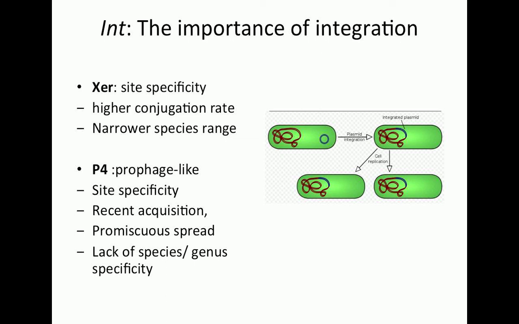ICEs with a Xer-type integrase conjugate at a much higher rate in vitro than those with a P4. And actually, previous studies have suggested that the presence of a P4 integrase on an ICE or genomic island is a marker of fixity in the genome because the conjugation rate in vitro is so low. However, I would suggest that the data I showed you on the tree preceding this slide suggests that actually the converse is true. And even if in vitro the conjugation rate is very low, there is promiscuous spread of P4 integrase-containing ICEs between many different species and genera.